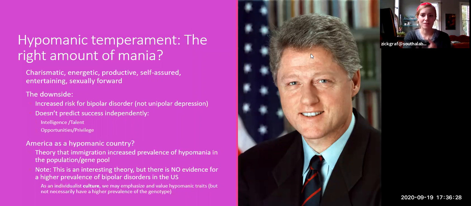The same person who wrote this biography of Bill Clinton about him having a hypomanic temperament has also promoted this idea that America is a particularly hypomanic country, that because there was a lot of immigration to America throughout our history and continuing today, that was increasing the prevalence of the hypomanic temperament in the American gene pool, because people who immigrate, according to this theory, are more likely to be risk takers, to be confident, to be energetic, to have some of these hypomanic qualities. I included it because I think it's sort of an interesting theory, but there's not a ton of great evidence for it.